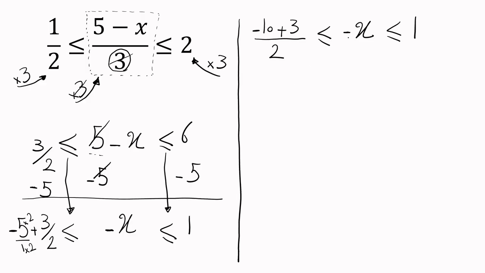Now I need to get rid of this negative. But before that, let's simplify this side. If I simplify that side, I'm going to have minus 7 over 2 less than or equal to minus x less than or equal to 1. Now I want to get rid of this minus because I want to make the coefficient of x 1. How am I supposed to do that? By multiplying or dividing the middle one by negative 1.